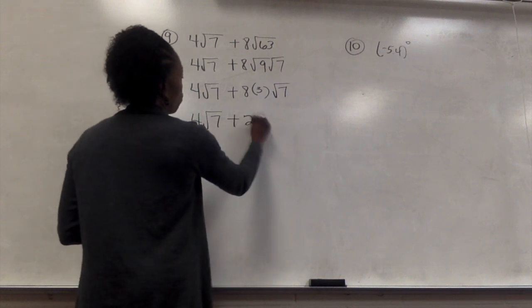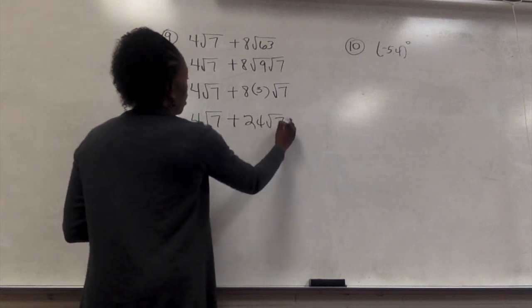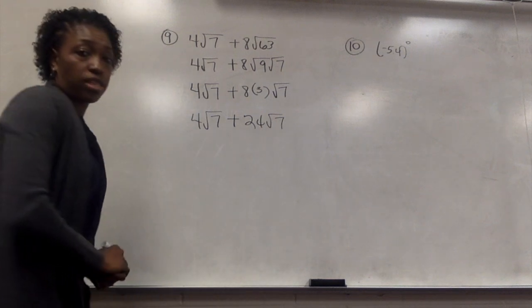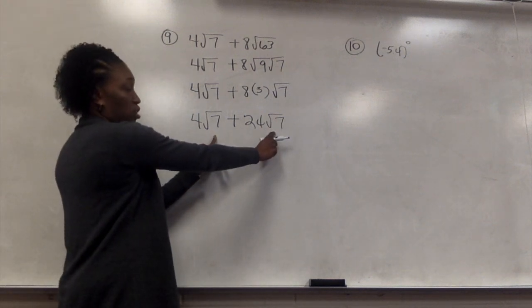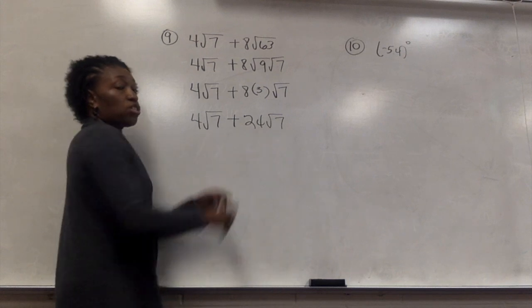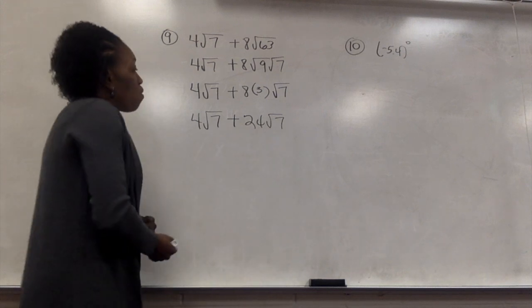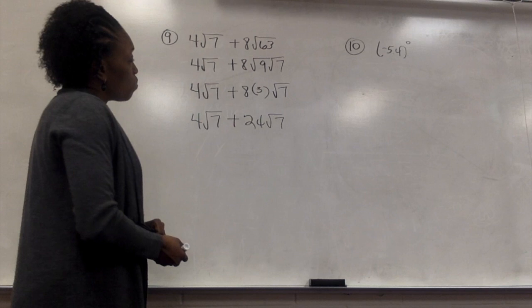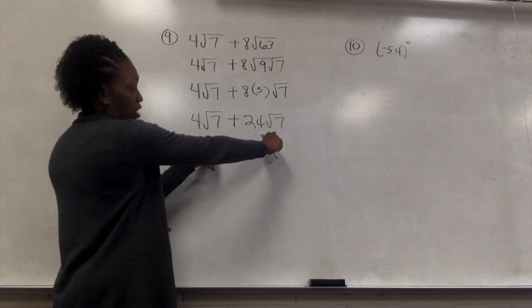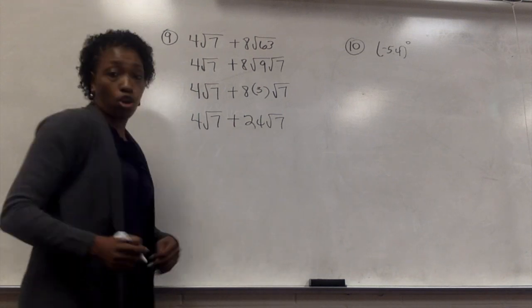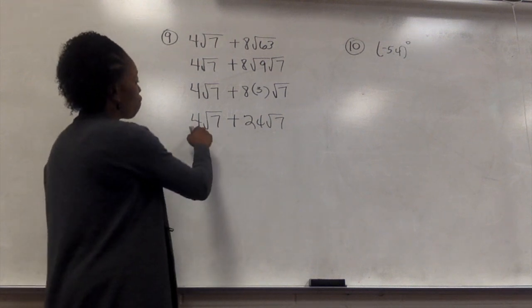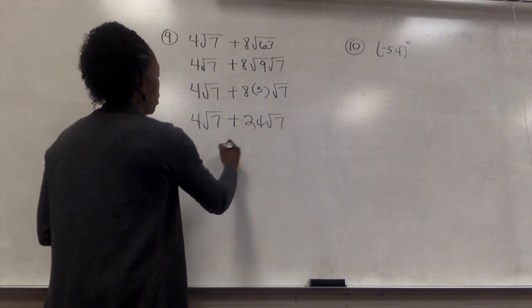8 times 3 is 24. At this point, I notice that the numbers under my radicals are identical. So now we have like terms. Whenever you're adding radical expressions that are the same, you must only add their coefficients. So we're going to add 4 plus 24, which is 28.